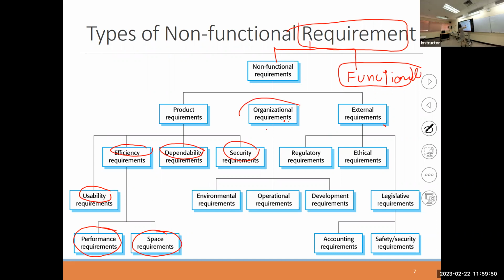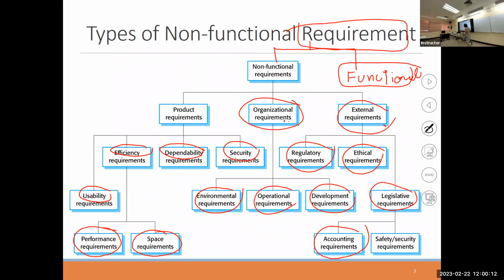Organizational requirements could be related to environment requirements, operational and development requirements. And external requirements could be related to certain regulatory, ethical, legislative issues, which can be further considered as safety, security, accounting requirements. I think these are issues that all of them are non-functional. You can think of some examples.